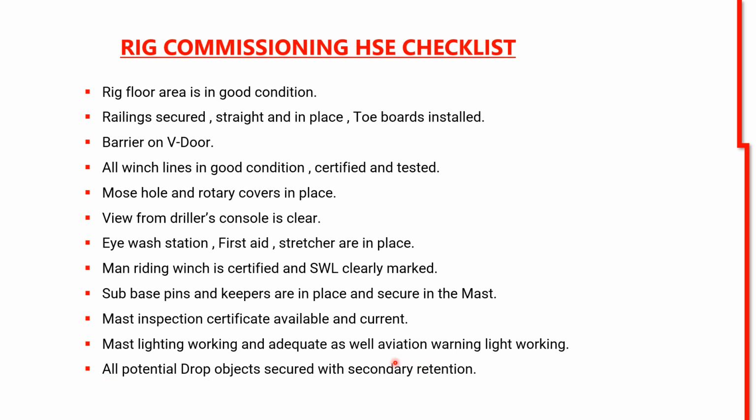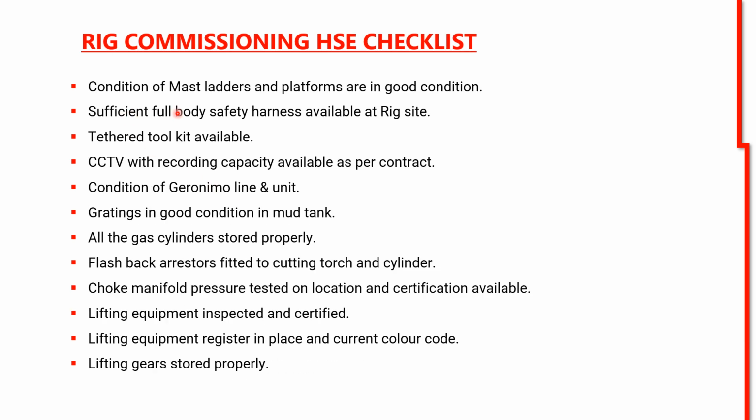There is an aviation light, which I said earlier in another video also, at the extreme top of the derrick above the crown block. This aviation warning light should be working all the time to warn aircraft and helicopters, from the safety point of view. All potential drop objects secured with secondary retention. Condition of mast, ladders and platforms are in good condition. Sufficient full body safety harnesses available at the rig site. Threaded tool kit available. CCTV with recording capacity available as per the contract.